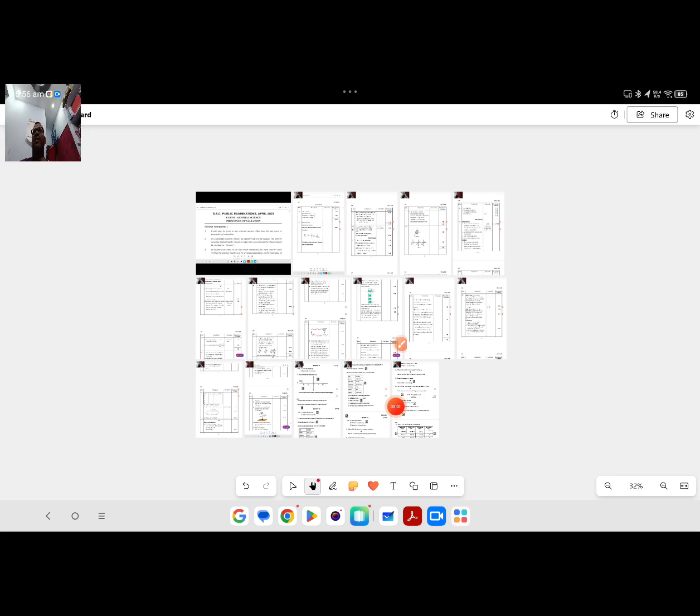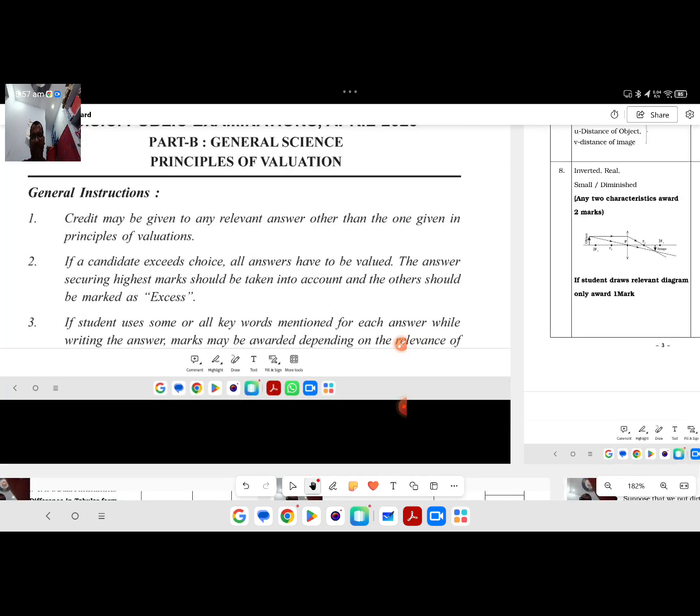Hi friends, now we'll discuss the physics principles of evaluation. So here, if we see, these are the instructions given to them. Especially this was given for general science, including biology and physics. So just look at here.